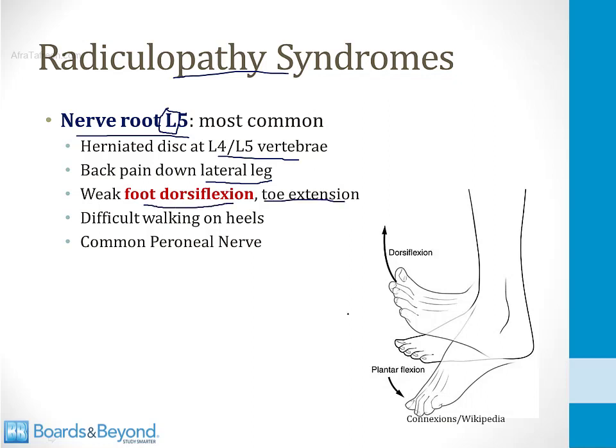Shown on the screen here is a foot being plantar flexed and dorsiflexed. So dorsiflexed means to pull the toes up towards the knee. Patients who have an L5 nerve root radiculopathy will not be able to dorsiflex. Therefore, they will have difficulty walking on heels if you ask them to do this in the clinic. And the reason for this is because many of the nerve root L5 fibers go on to supply the common peroneal nerve, and the common peroneal nerve is what innervates the muscles of dorsiflexion in the foot.